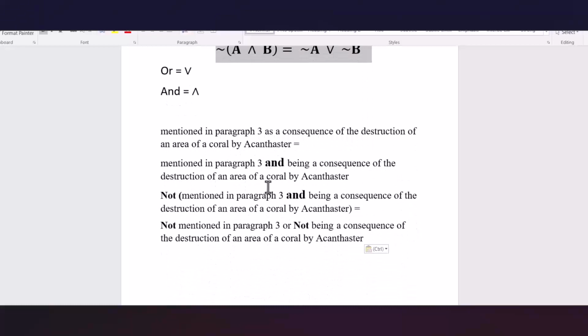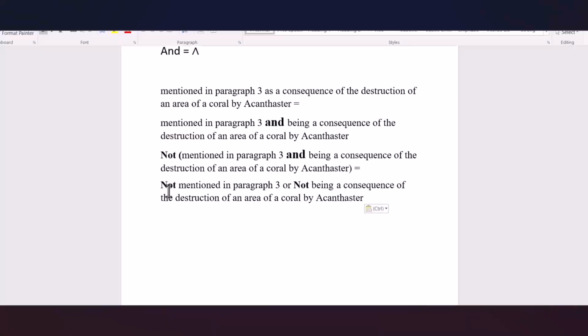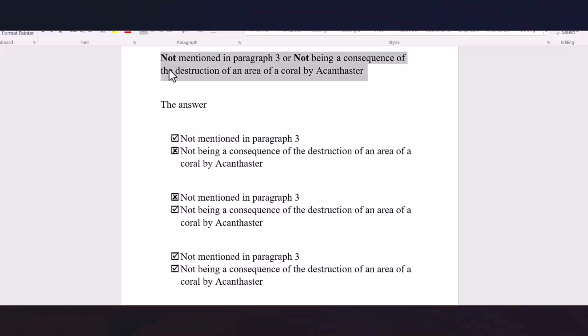With the aid of this logic, we actually applied the logical "not" to the whole compounded clause, and we have this clause: not mentioned in paragraph 3, or not being a consequence of the destruction of an area of a coral by a confessor. Actually, this is the condition that our answer should conform to. Finally, we reach this condition in the question prompt, and any answer to this question should conform to this condition.